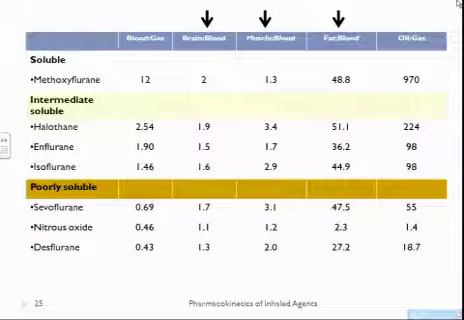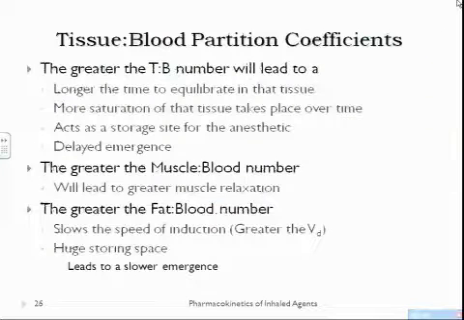When you're talking about direct effects like bronchodilating effects, sevoflurane is better because it penetrates right into the tissue almost immediately and has a very rapid effect. Okay. So the greater the fat to blood number, it slows your speed of induction, it gets a huge storage space, and it leads to a much slower emergence.